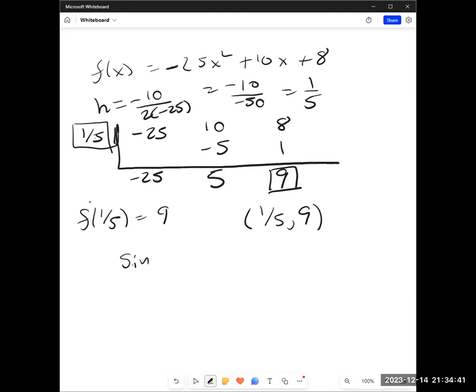My parabola has a negative leading coefficient. Since a equals negative 25 is less than 0, it's a negative number, the parabola opens down.